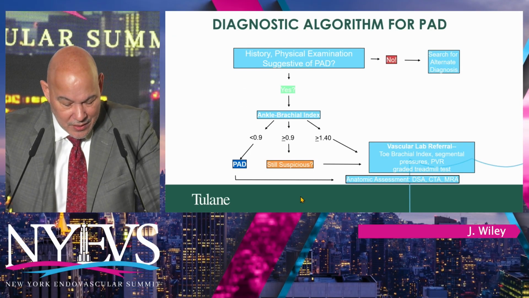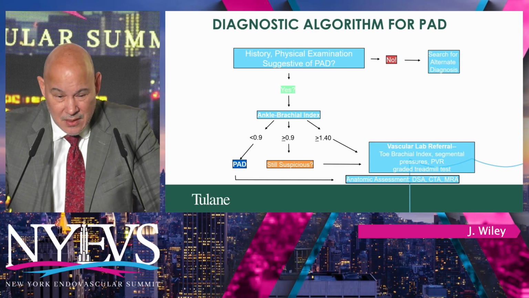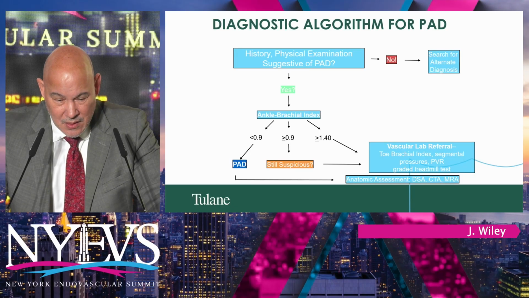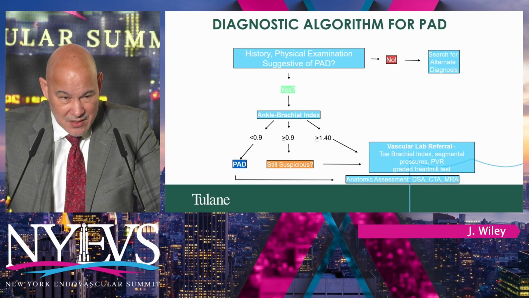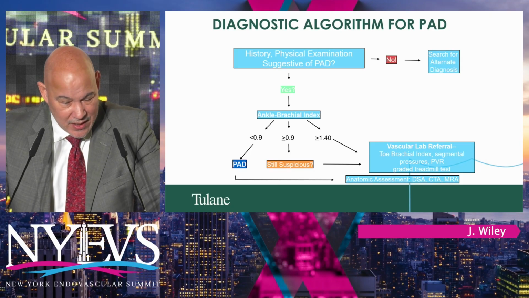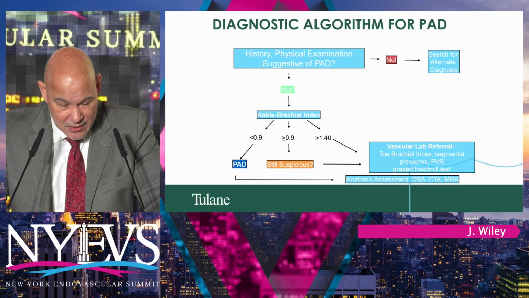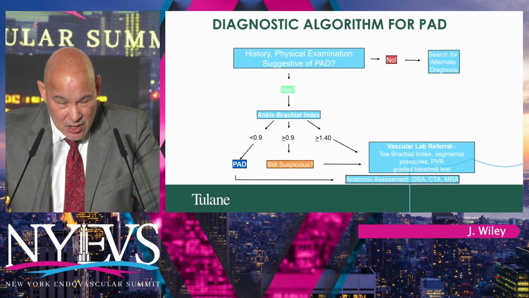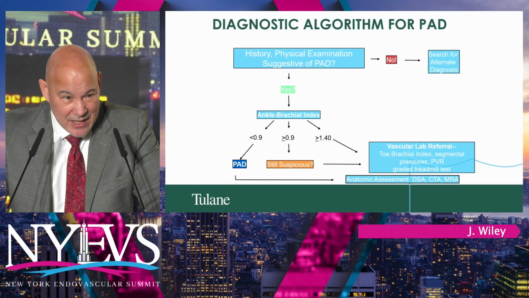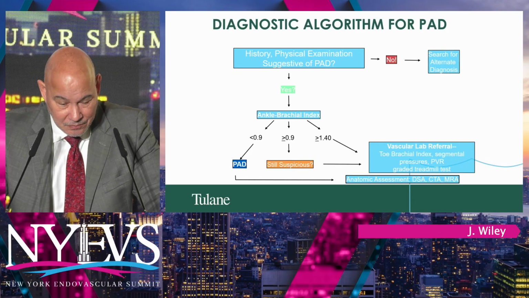I'd like to start this discussion with an algorithm that most of us probably use. If a patient comes to see us and the history and physical is suggestive of peripheral arterial disease, the next test that we most likely would do is an ankle brachial index. If the ABI is less than 0.9, you likely have peripheral arterial disease, and the next step is an anatomical assessment, whether you use DSA, CT, or MR, to plan an intervention if he has criteria for intervening or not.